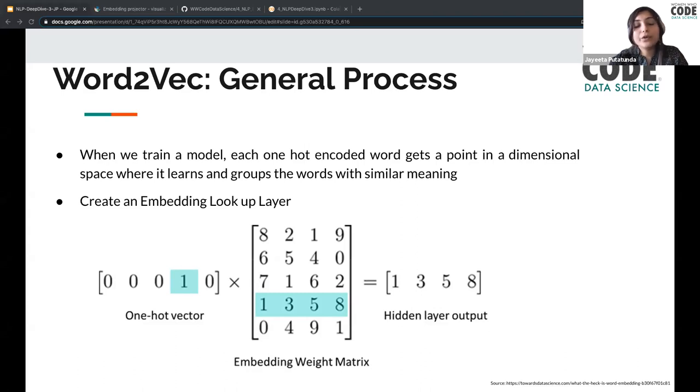And we also have the weights. It's called the embedding weights. So basically what we are trying to do is, when we train a model, each one-hot encoded word gets a point in the dimensional space where it learns and groups itself together with similar meaning words. So basically we're clustering similar meaning words into the vector space so that we can refer back when we talk about it later. So basically we're creating an embedding lookup layer here.